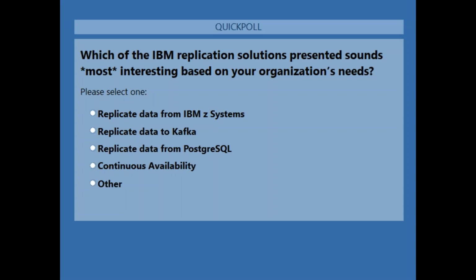So, leading the pack are replication from IBM Z Systems and continuous availability. Those are the two that seem to be the most interesting, with Kafka as a strong third. Replicating from Postgres, not much interest at this point, and less than 10% for other. So thank you for your responses. This is good intel.